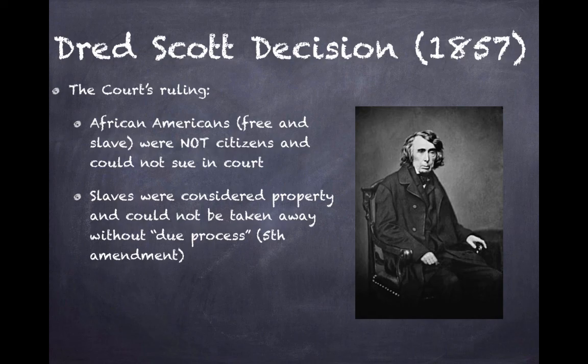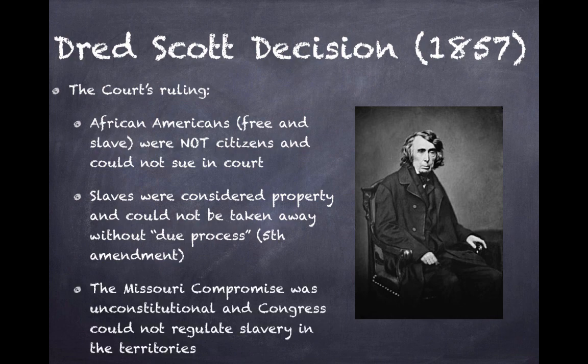And the Supreme Court will say that African Americans, both free and slave, were not citizens and could not sue in court. This will be a huge setback for African Americans. He also stated that slaves were considered property and could not be taken away without due process. That was found in your 5th Amendment. And finally, the Missouri Compromise was unconstitutional and Congress could not regulate slavery in the territory. So this was a huge victory for Southern slave holders.